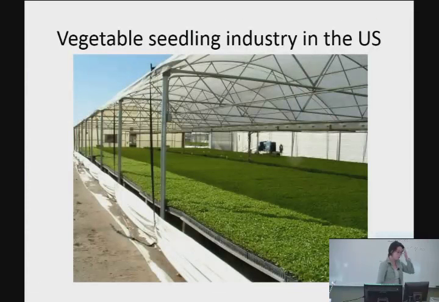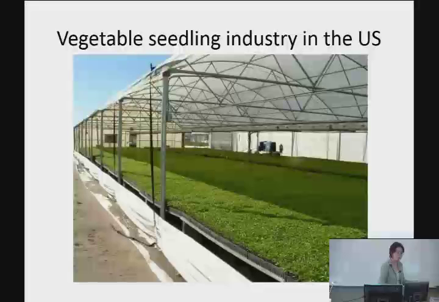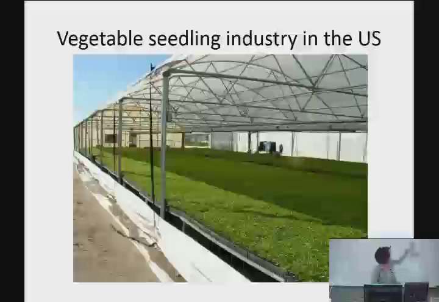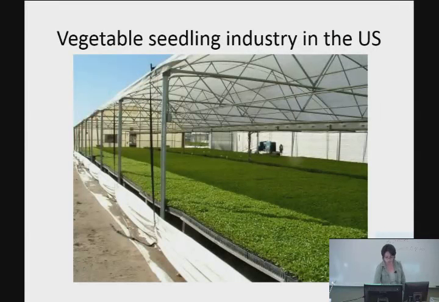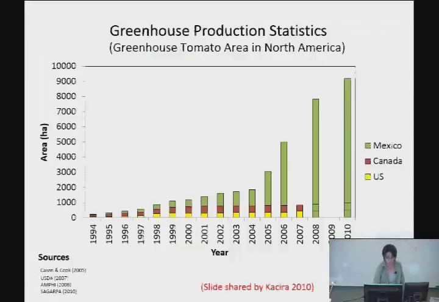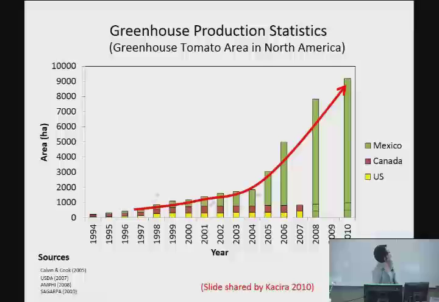This is a low-tech version of seedling production. I think the picture was taken in Yuma. In Yuma there are so many vegetable growers, and the plants are grown in a low-tech greenhouse and provided to the open field producers. I bet the plants shown here are pepper plants. All right. And this shows the increase of greenhouse area, very much an exponential growth in the total greenhouse area in North America. But the big contributor is Mexico, with a huge number of greenhouses and acreage over there.